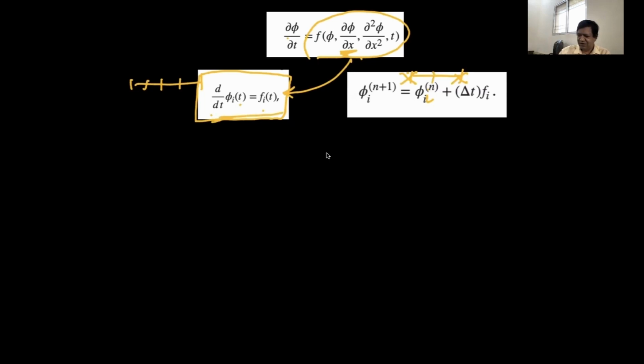And once we have the ODE, then I can solve it. For every point, I just solve phi n plus 1 equals phi n plus delta t times f i. This is Euler forward. You can also do Euler implicit and so on. This should be at n.